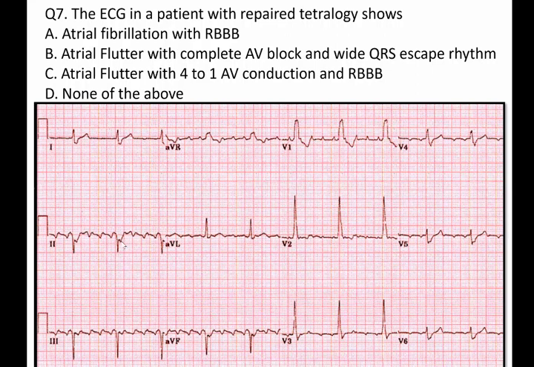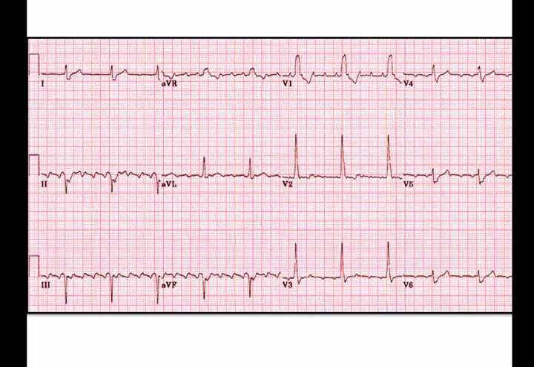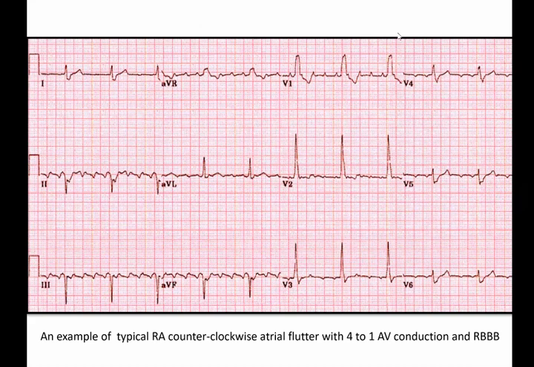Now the typical morphology of the typical counterclockwise atrial flutter is P waves which are negative in leads 2, 3 and aVF and positive in lead V1, which we see here. So this is an example of a typical cavotricuspid isthmus dependent right atrial flutter occurring in counterclockwise fashion and conducting in 4 to 1 AV ratio and right bundle branch block.